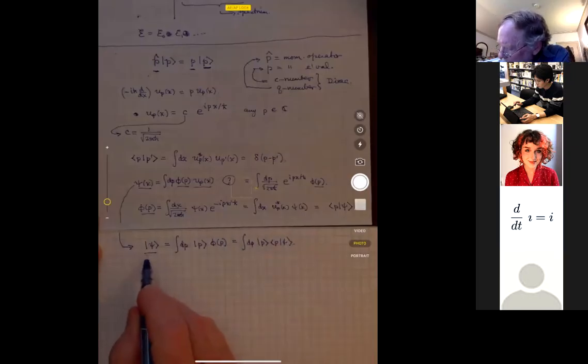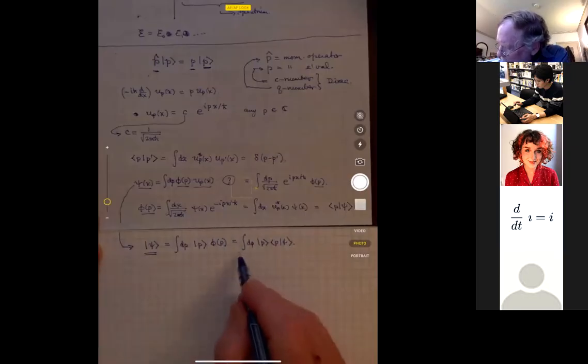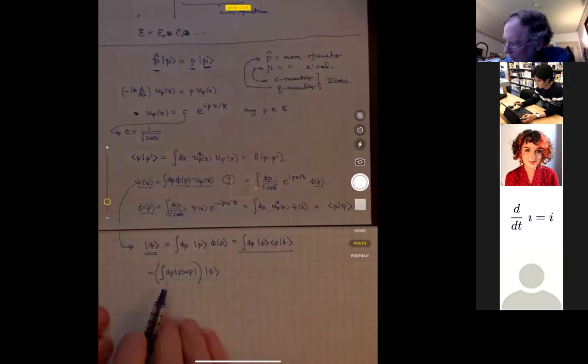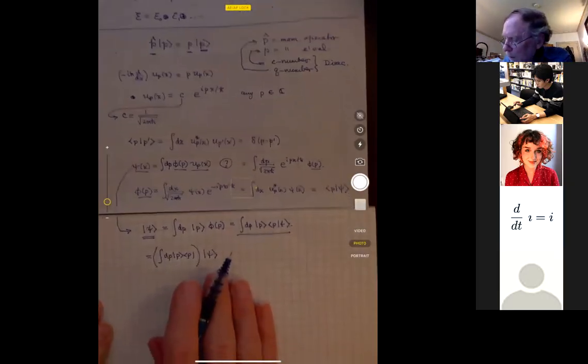So now what we've got is that an arbitrary vector is represented by an integral like that. Well, the integral like that, allow me to write it this way, is the integral dp of p outer product with itself acting on psi, which I can do by the definition of the outer product.